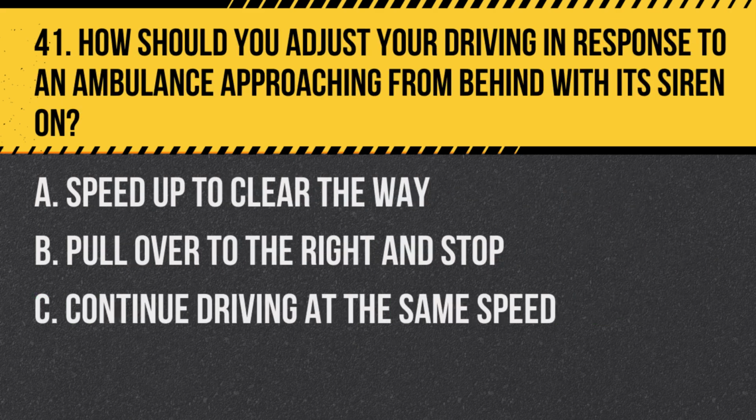Question 41. How should you adjust your driving in response to an ambulance approaching from behind with its siren on? A. Speed up to clear the way. B. Pull over to the right and stop. C. Continue driving at the same speed. Answer: B. Pull over to the right and stop. When an ambulance is approaching from behind with its siren on, the correct response is to safely pull over to the right side of the road and stop to allow it to pass.